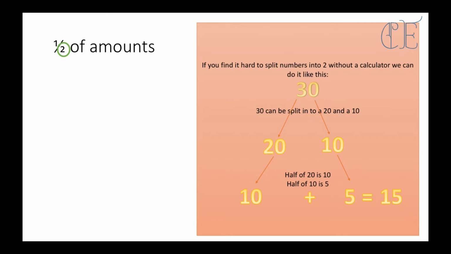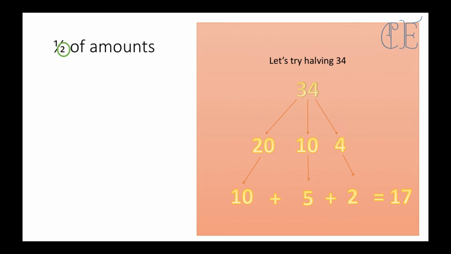Let's look at our previous question again, 34. If we're going to half 34, this might be a little bit harder, so I'm going to split that up into 20, 10 and 4. It all makes 34, but these numbers are much easier to halve. Half of 20 is 10, half of 10 is 5, and half of 4 is 2. If we add all of those together, it gives us 17. So I have found a half of 34 by splitting it into easier numbers to halve. It's just a quick tip you could use if you struggle.